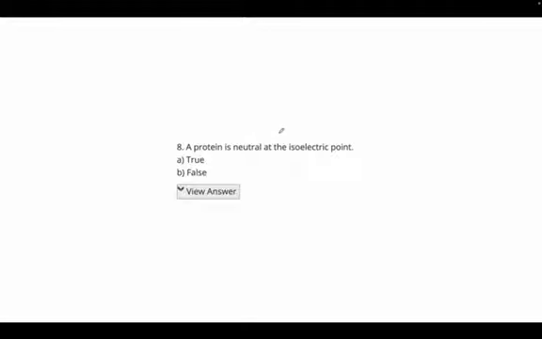A protein is neutral at isoelectric point. This concept has come up many times in the course. Isoelectric point, or pI of the protein, is the point at which net charge of the protein is 0. This does not mean that the protein has 0 charges on it. It just means that the number of positive and negative charges on the protein is equal. So the overall charge on the protein is neutral. So this is true.